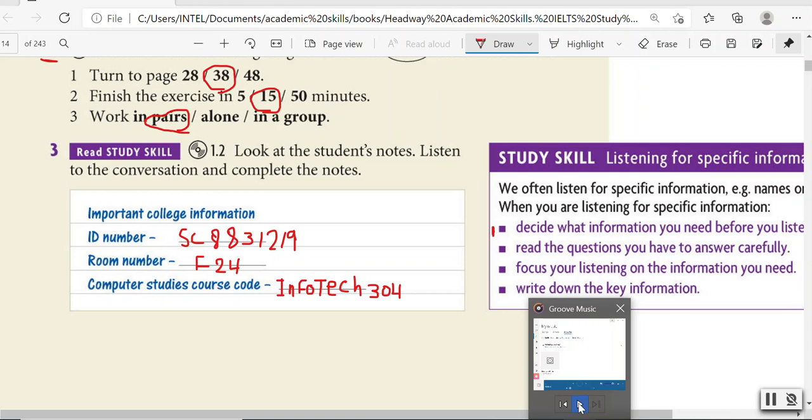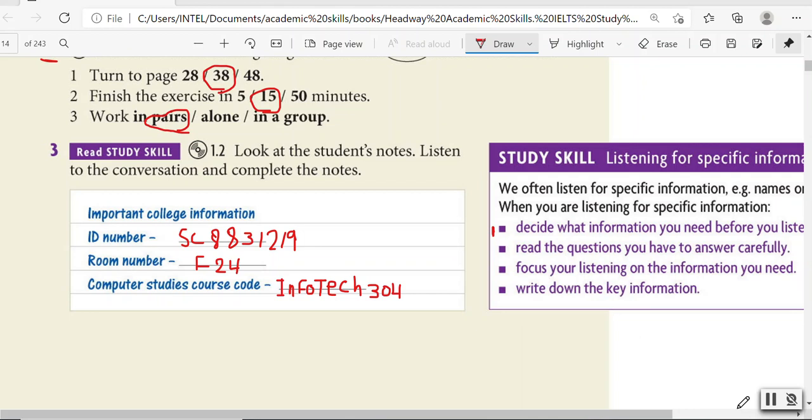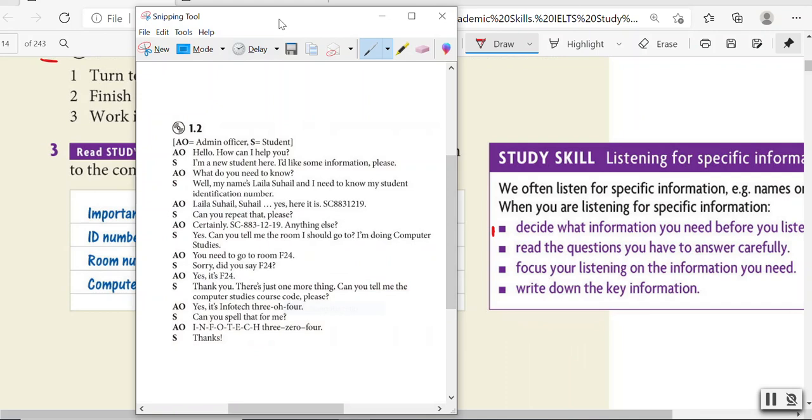Also, I can show you the text. If you can't follow the audio, you can go to the end of your book and look at the texts. Okay, dear students, I can show you the text. If you can't follow this, you can look at the text.